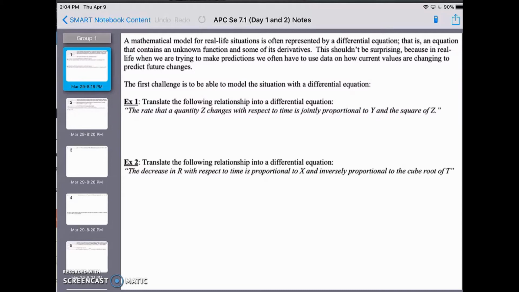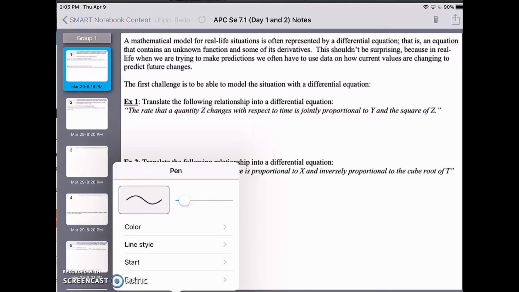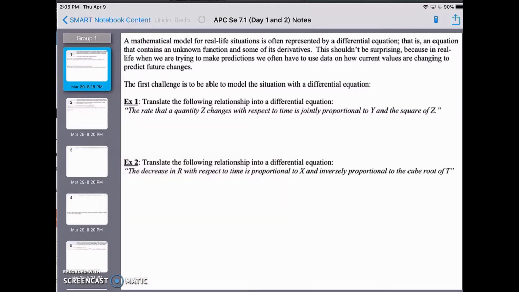So we start with the part right here at the beginning that says that the rate of change, or the rate that a quantity z changes with respect to time. So there's our differential right there, dz dt, is, there's our equal sign, jointly proportional to. Jointly proportional just means that we're going to have multiple things being multiplied together. So jointly proportional to y and the square of z.